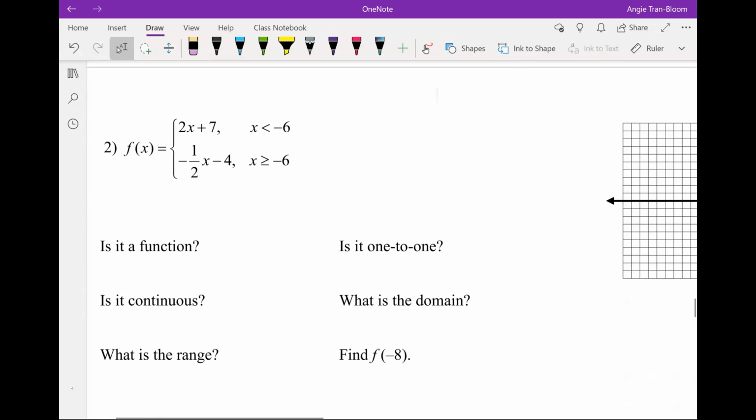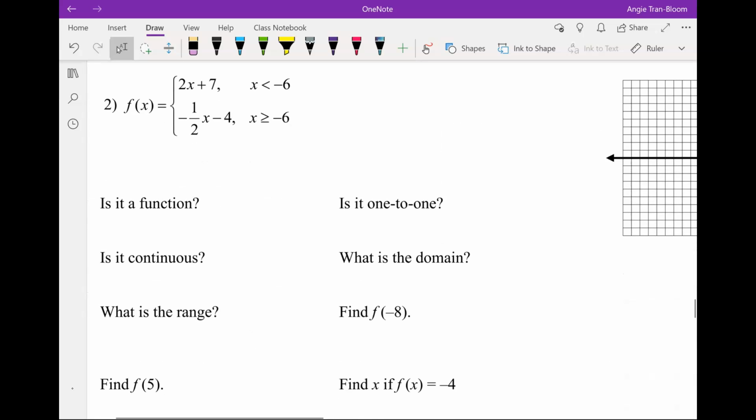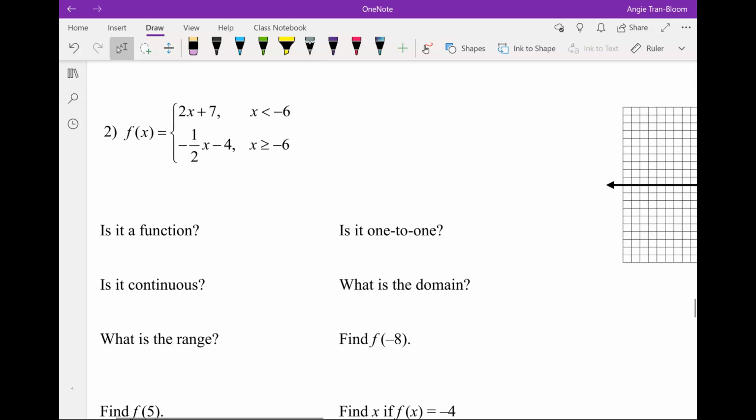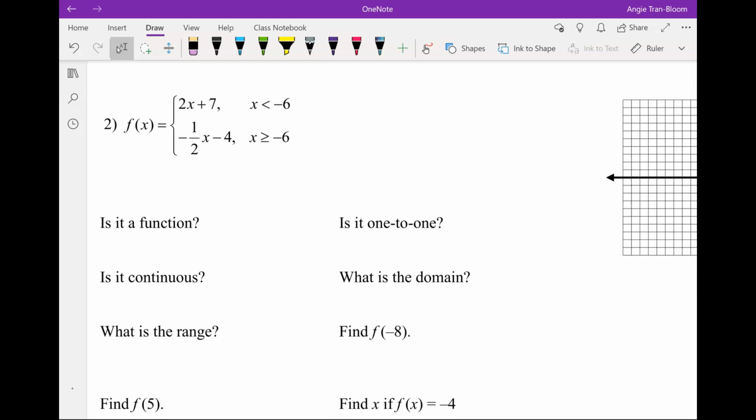Okay. Example 2. How many pieces, Sophia C, how many pieces is this? 2. Okay. Can you tell me what these things are here for? Yeah, it tells you the value of x, like the restriction of x. Would you agree? So they're not pieces, they're part of the pieces. So piece number 1, I'll do it in green, and then piece number 2, I'll do it in blue.